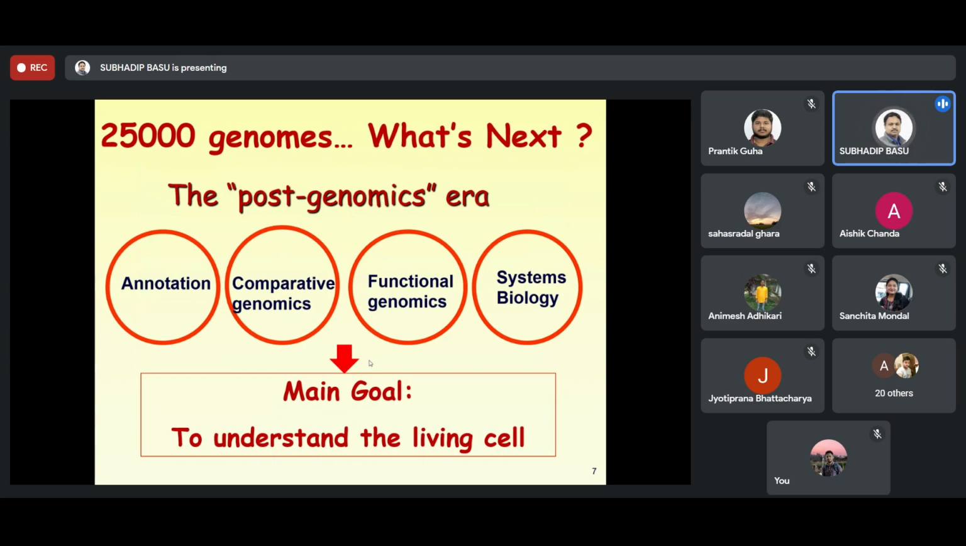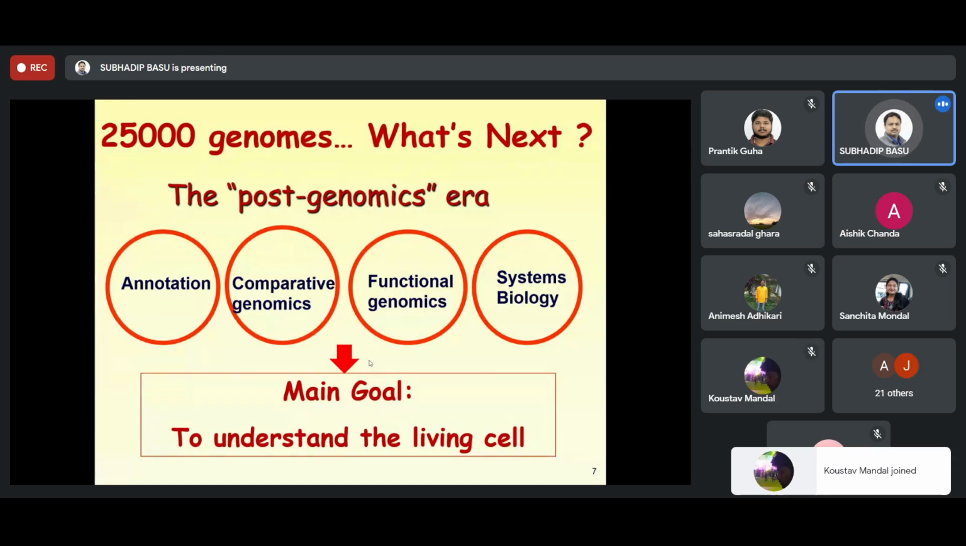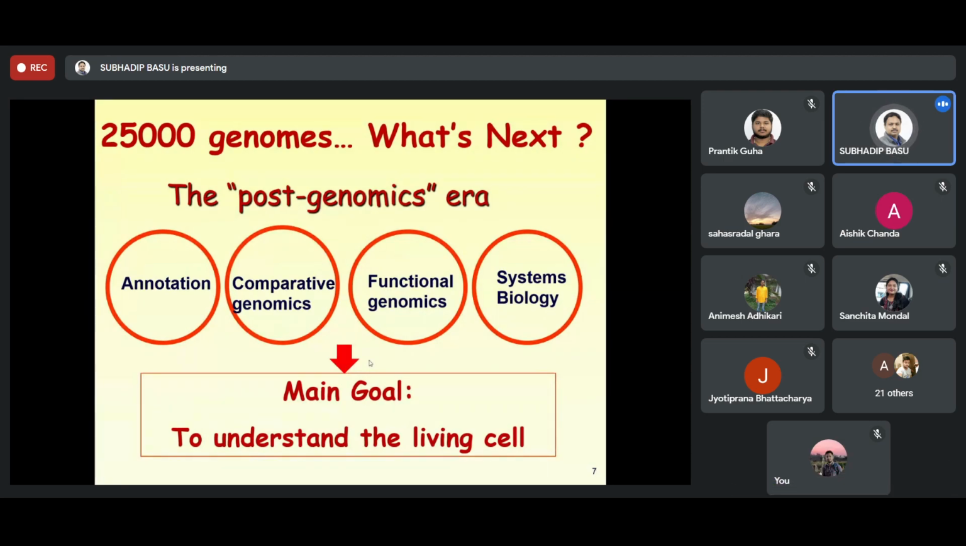So in general, we have 25,000 and even more. My slides are getting older by every passing day, and you have 25,000 genomes and more. And what next? We seem to have sequenced the genome. You have an organism and you have sequenced the genome of the organism. Okay, that we have already done. Now what next? So we call this the post-genomic era.